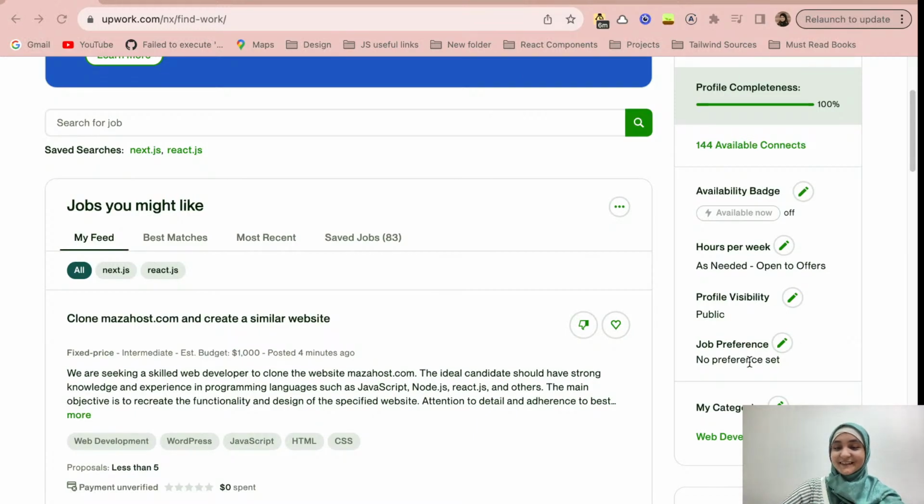Yeah, they have already told Upwork support. Upwork support works really well. Yeah, I have contacted them a lot of times before.